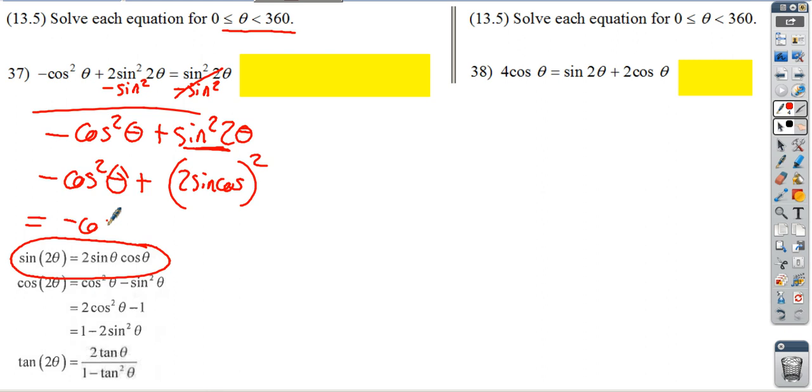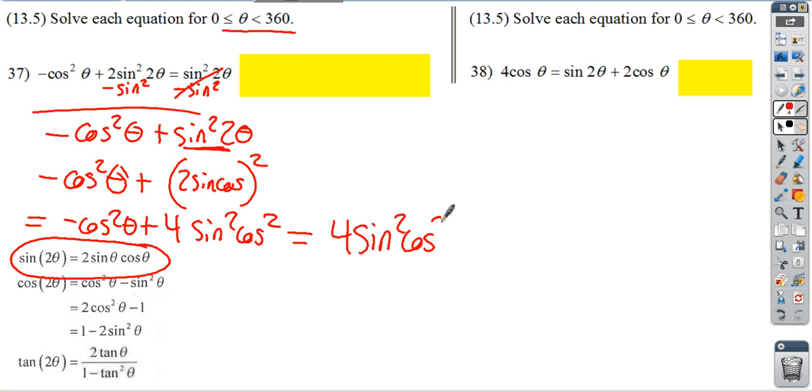So we'll have negative cos squared plus, if we square 2 we get 4, and if we square sine and cosine, we get sine squared and cosine squared, right there. Okay. Let me just rewrite this so it's a little bit neater. We have 4 sine squared cosine squared minus cosine squared.